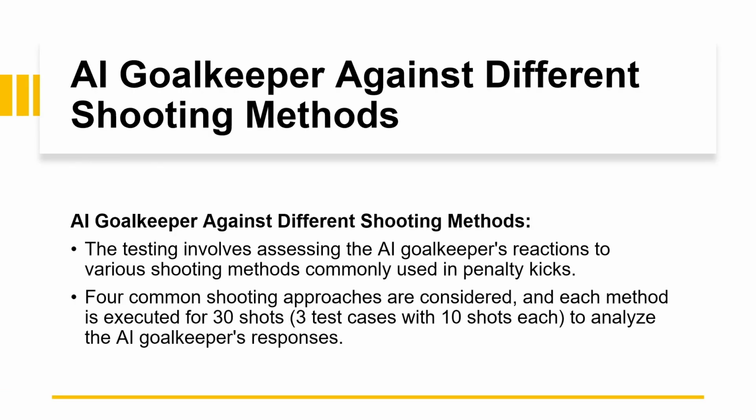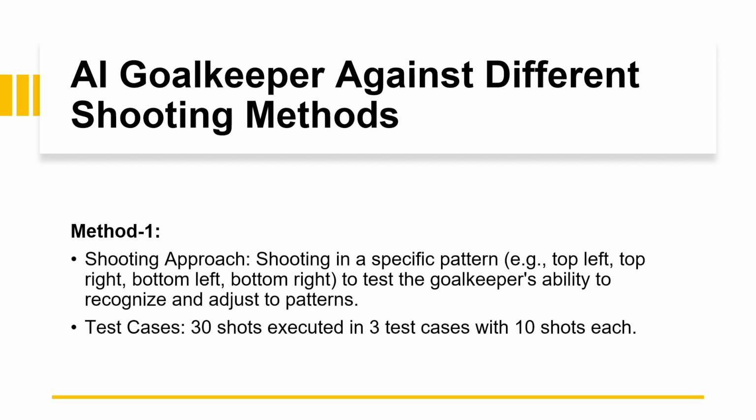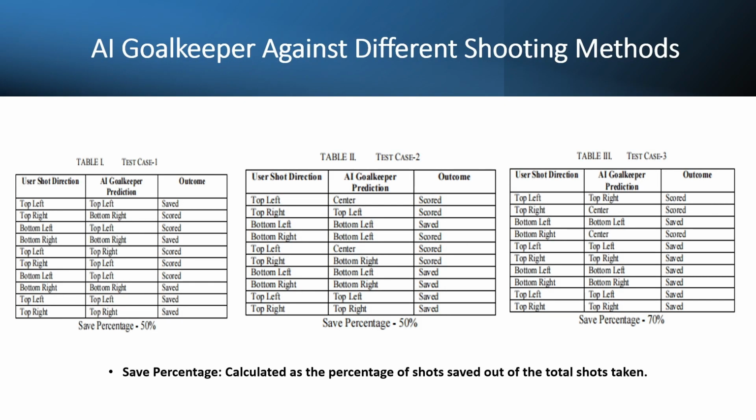So we tested this AI goalkeeper against the four most common shooting methods in penalty shootouts. Third one was to shoot in a pattern. So we selected the pattern top left, top right, bottom right, and then top left, top right, and continues. So we tested the goalkeeper's ability for 10 shots each for 3 test cases. Here are the results. As you can see, save percentage is calculated as number of shots saved divided by number of shots taken.